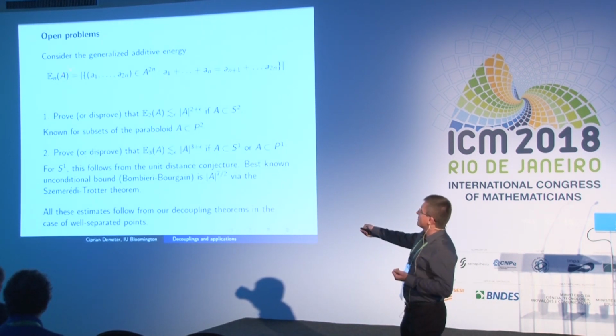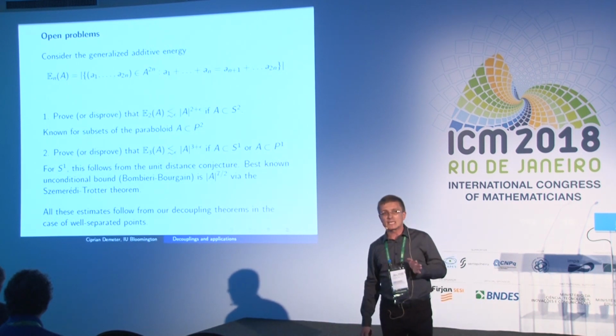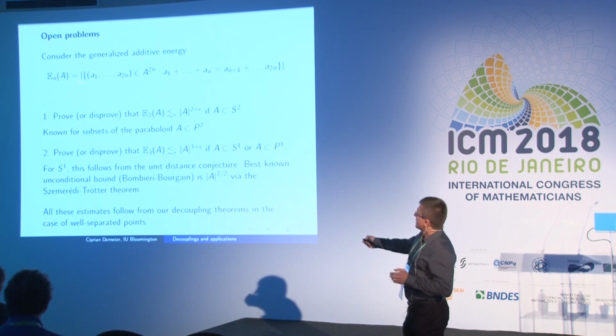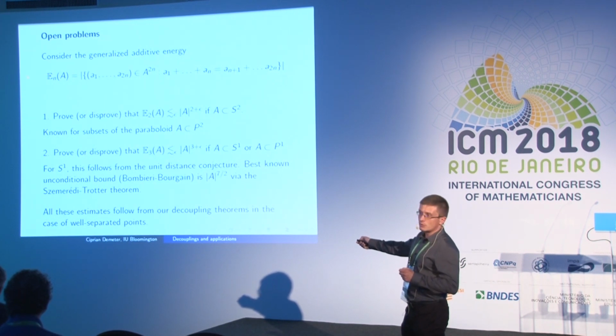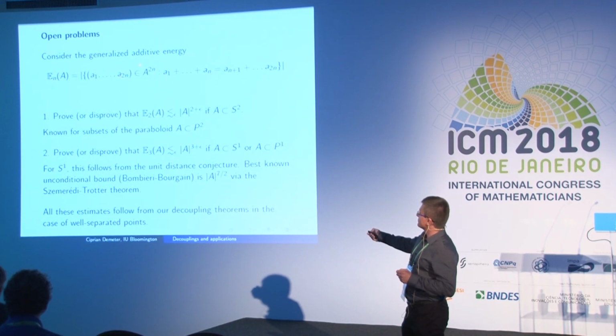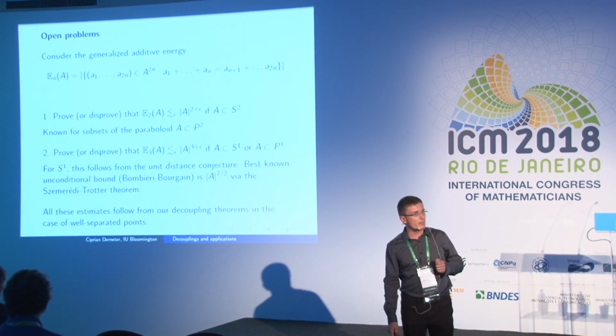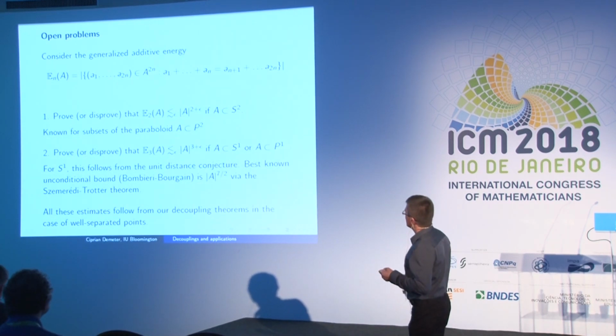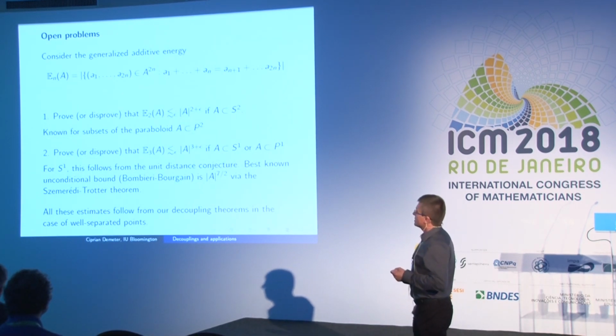Let's say that you have a subset of an abelian group and an index n, and then you can look at the energy of nth order. This counts the 2n tuples in the set such that this happens. Okay, you've seen this before on the previous slide. So it's a linear equation, right? What can you say about this energy?